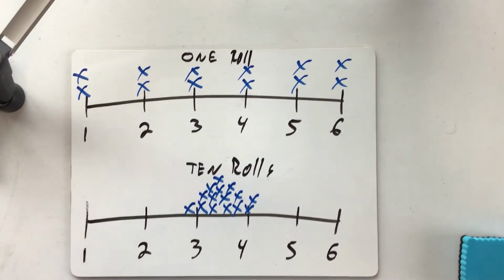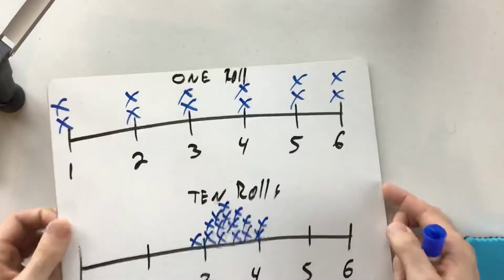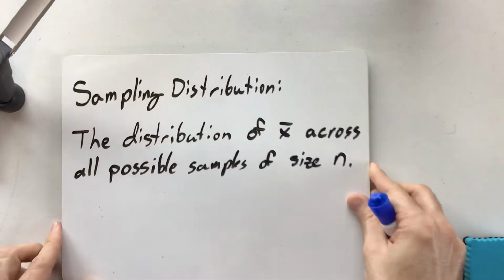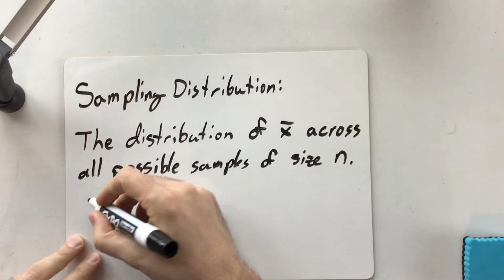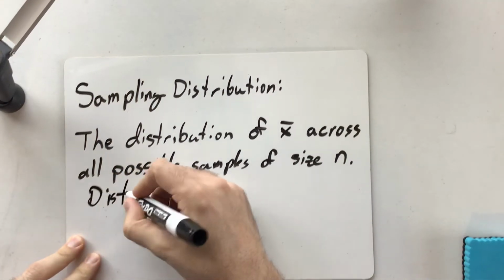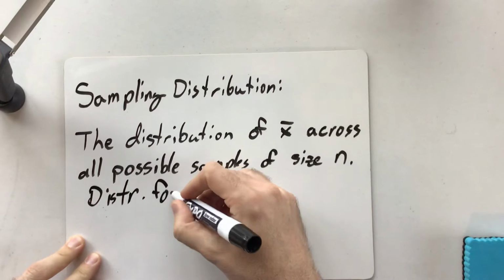Okay, so that is, in many ways, the heart of what we really want to talk about today. And so this is what we call a sampling distribution. A sampling distribution is the distribution of x bar across all possible samples of size n. And so what we want to think about is the difference between the distribution of the results. So, the distribution for 1 roll.